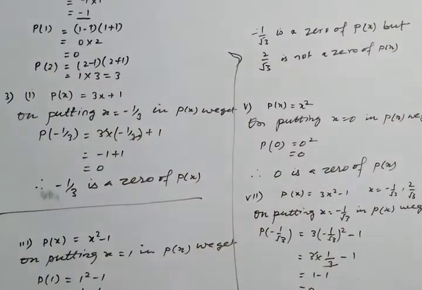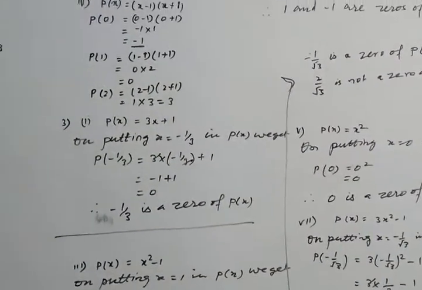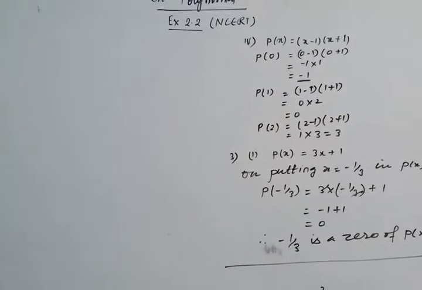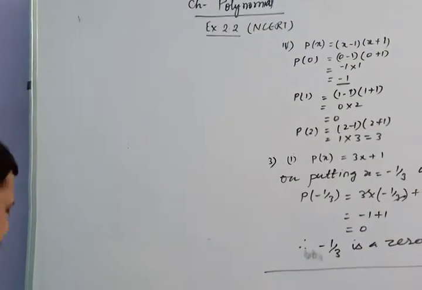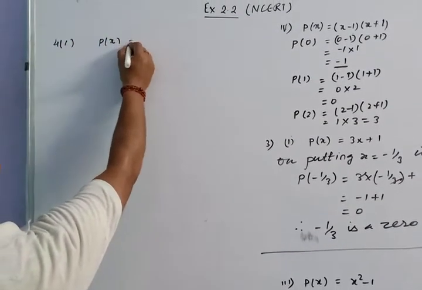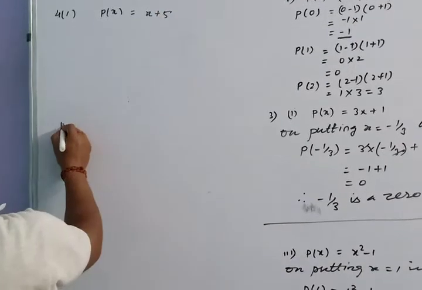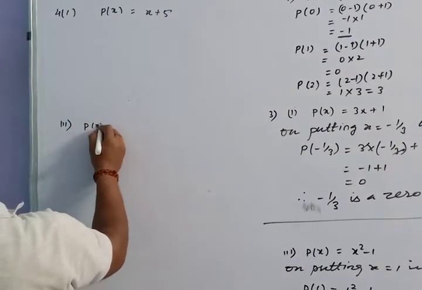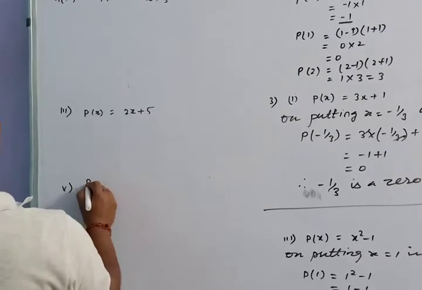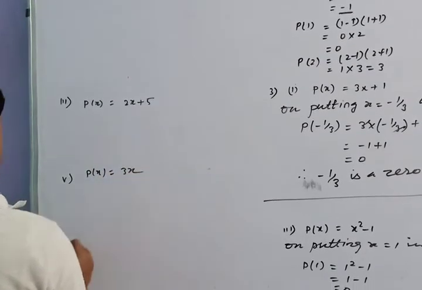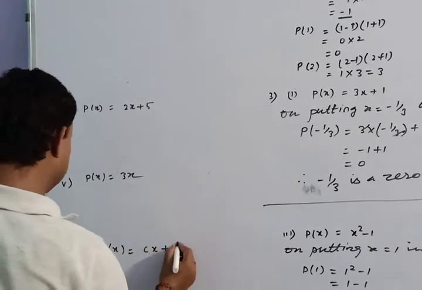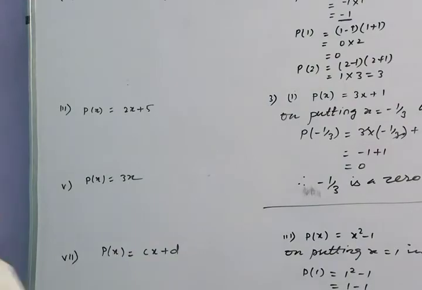Next, the fourth question we are going to solve. In this question, we have to find the zero of the given polynomial. You have to be very alert. See, only three questions you have to do. Question number 4.1 is given p(x) is equal to x plus 5. Then the third part is given p(x) is equal to 2x plus 5. And the fifth part is given p(x) is equal to 3x. And the seventh part is given p(x) is equal to cx plus d. So now you have to find the zero of the polynomial.